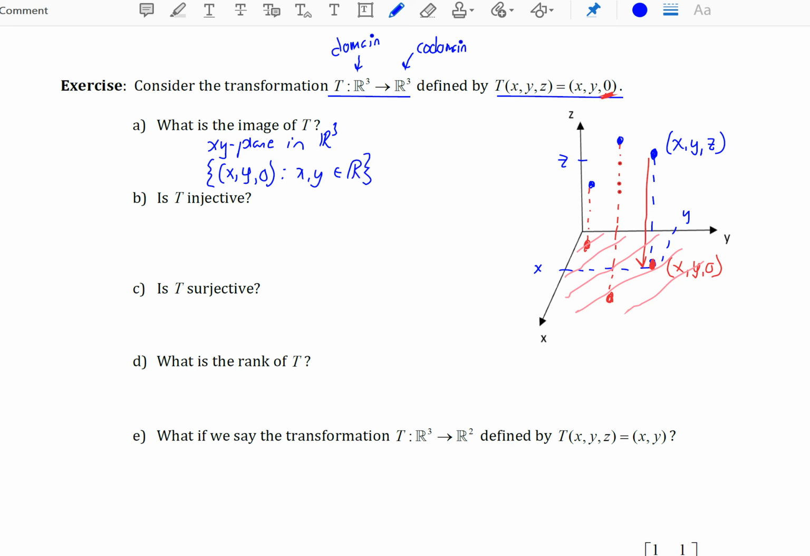It is important that you do not say this is R2, because the things we get back are not two-dimensional elements, they are three-dimensional elements. They have three components in them.